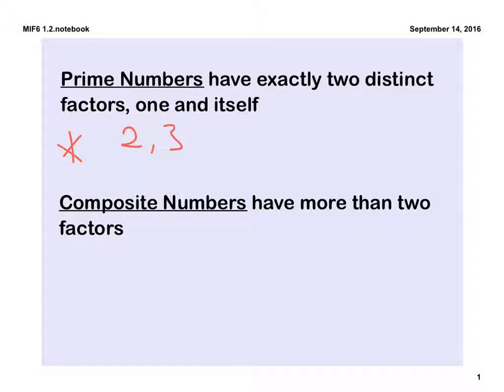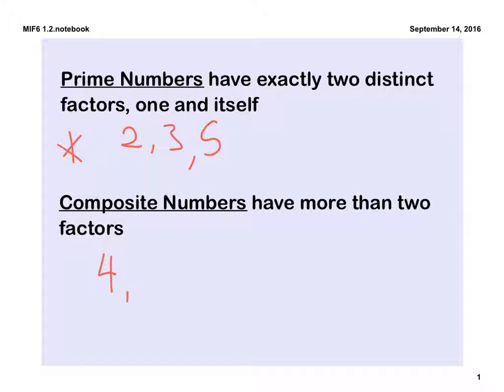Something that isn't prime is usually called a composite number, and a composite number has more than two factors. So take the number 4. 4 is divisible by 1, it's divisible by itself, but it is also divisible by 2, which makes 4 a composite number. Think about the number 5. 5 is divisible by 1, it's divisible by 5, but not by anything else. 5 goes on the prime list.